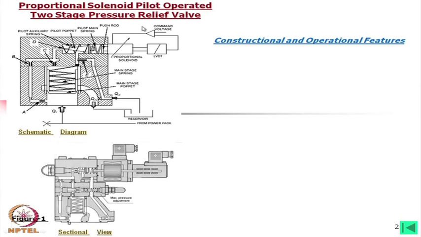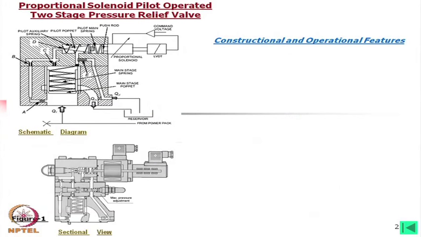In fact, this proportional solenoid is there, so that this pressure relief valve can be operated within that range for any pressure. Instead of an ordinary system where we set the pressure by adjusting the knob and leave the system like this, in this case, through the current signal, or voltage signal, we can operate any time for any pressure within that limit. It might be computerized, it might be manual also, or maybe through a microprocessor.